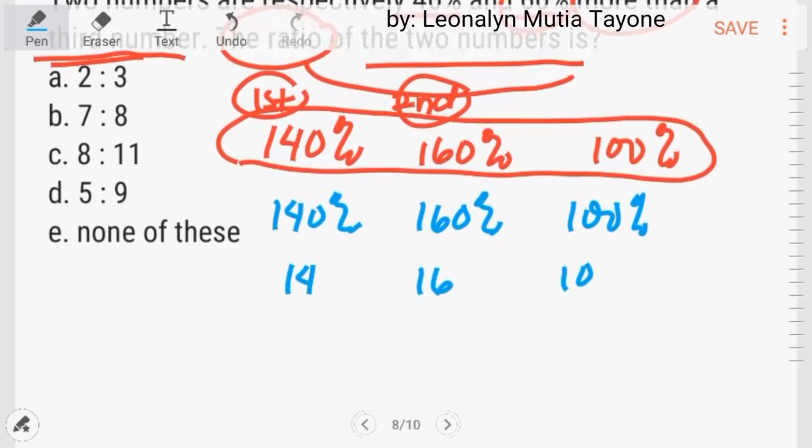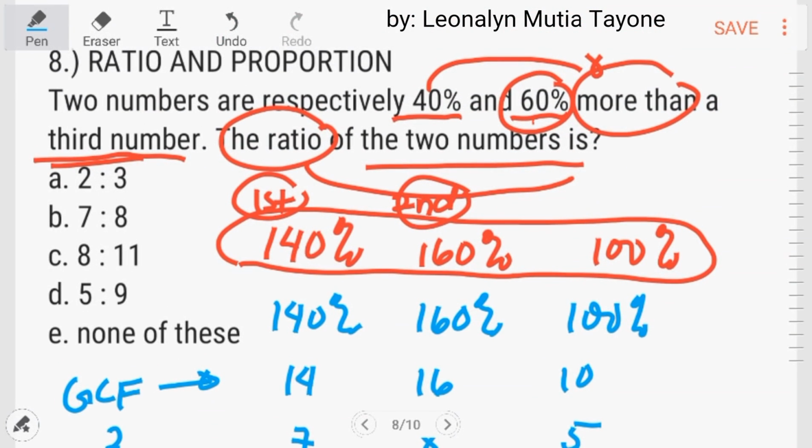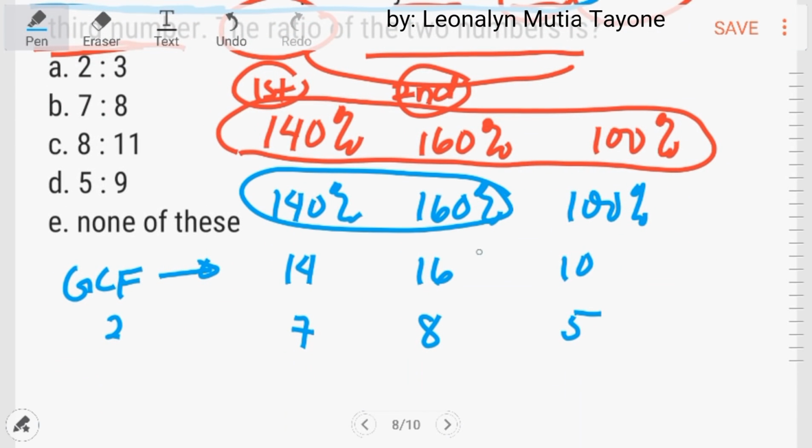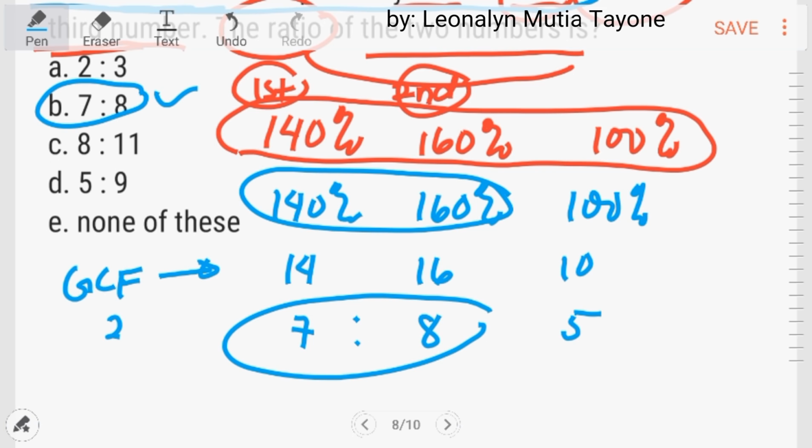I-list pa natin siya. Ano ba ang greatest common factor nito? 2. So this is 7. 16 divided by 2 is 8. 10 divided by 2 is 5. Let's go back to the question. Two numbers are respectively 40% and 60% more than the third number. The question here is the ratio of the two numbers. These two numbers. So, ang ratio nito, ito yung two numbers. So, ito na yung sagot. 7 is to 8. Letter B.